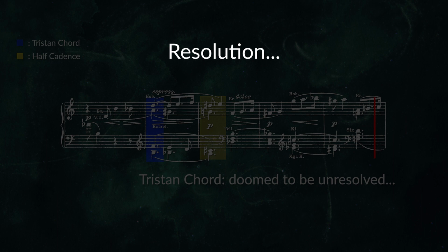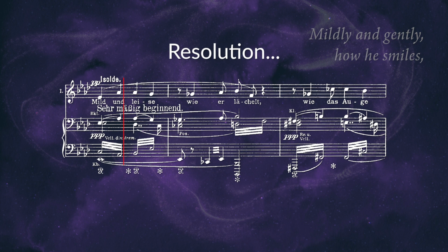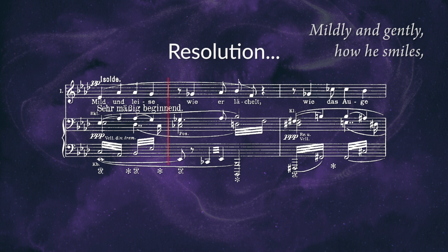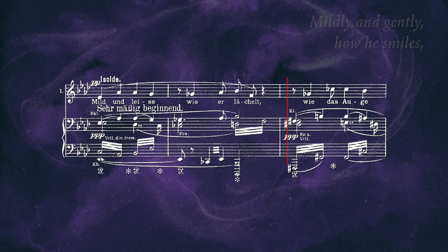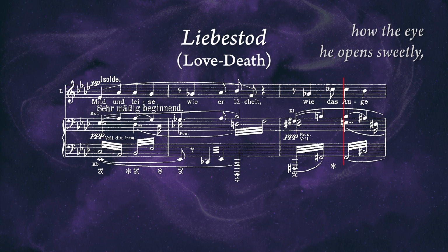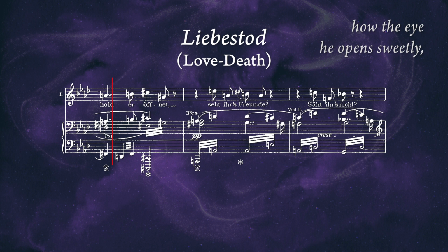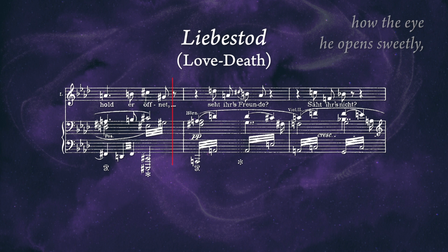Only at the very end of the opera do we get a resolution of the Tristan Chord. In the final scene, almost 5 hours after the opening prelude, after Tristan dies in Isolde's arms, Isolde sings her final aria, Liebestod, or Love Death. The music of this aria is almost an exact copy of a passage from the opera's second act, when Tristan and Isolde consummate their relationship in a passionate love duet that was brutally interrupted by King Mark.